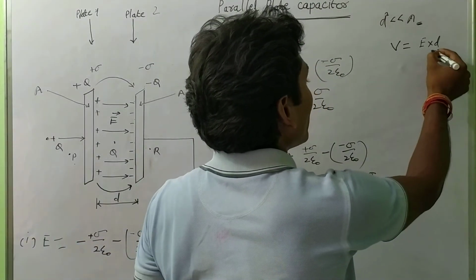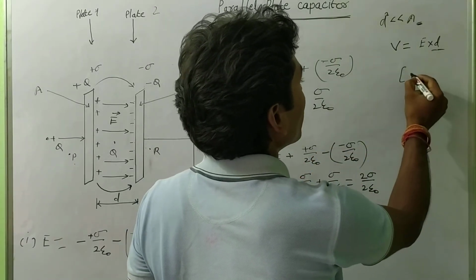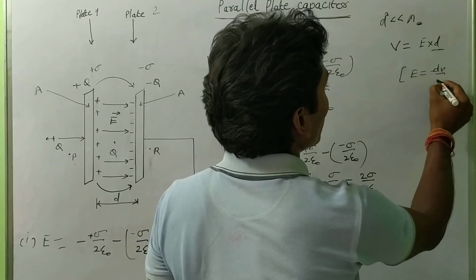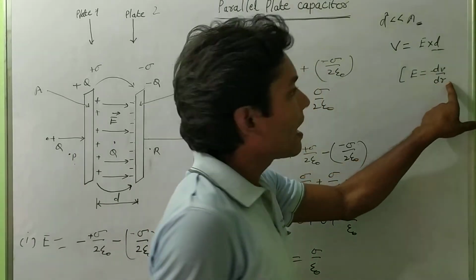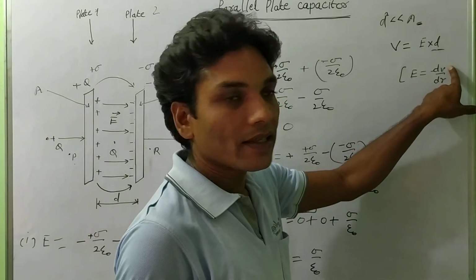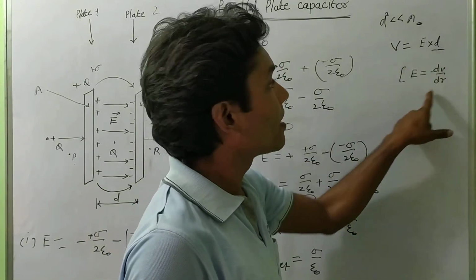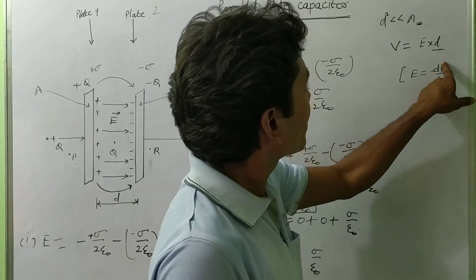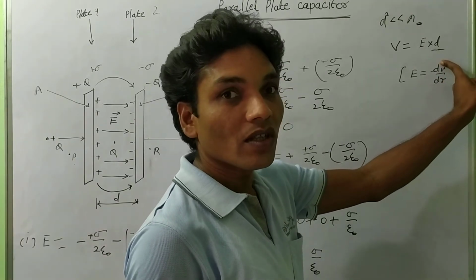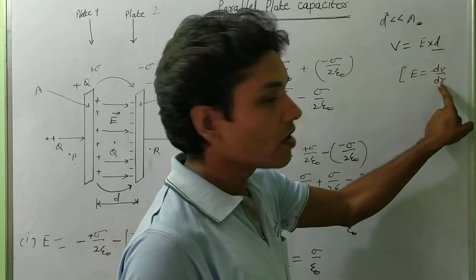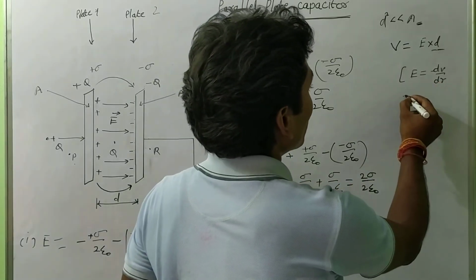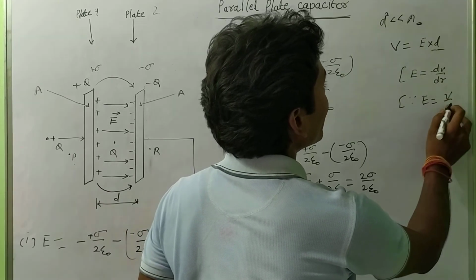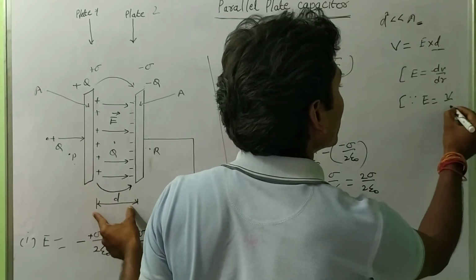This value of potential comes from this formula. We know that E equals minus dV upon dr, where r is distance, V is potential, and E is electric field. This is the relation between potential and electric field. So if this d denotes the change, we can take E equal to V upon D, where D is the distance between the two plates.